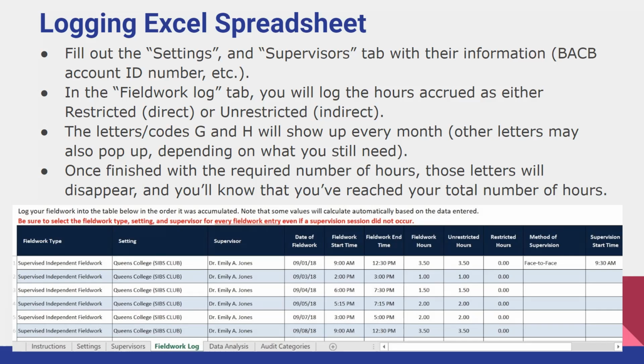You will see letters or codes that pop up in the data analysis tab. These codes are for different requirements, and you'll see the explanation of these codes and what they mean in the audit categories tab. Until you reach your 1,500 or 2,000 requirement, each month you will see the letters G and H show up. However, once you finish with the required number of hours, those letters will disappear and you'll know that you've reached your total number of hours. At the end of accruing all of your hours, you should not see any codes whatsoever.